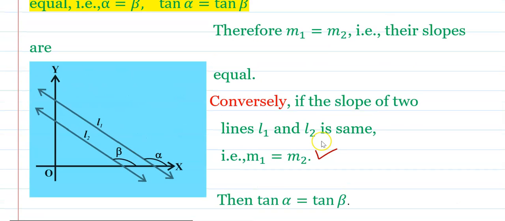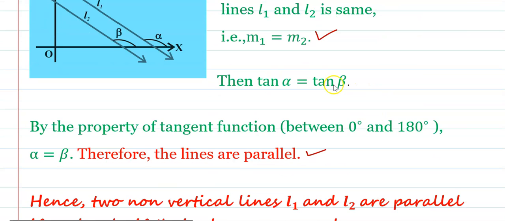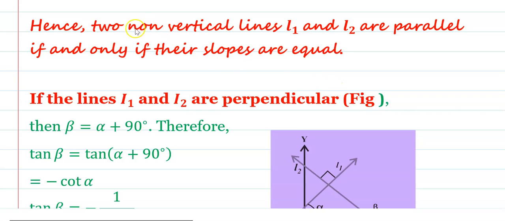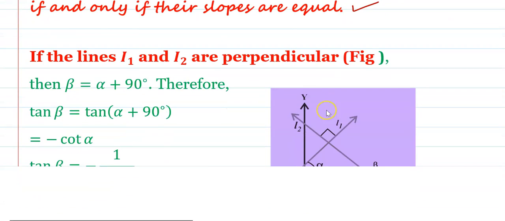Okay. And hence, if the slopes are equal, the lines are parallel. And when the lines are parallel, then their slopes are equal. Hence, two non-vertical lines L1 and L2 are parallel if and only if their slopes are equal. Okay. Now the next case is also very interesting.